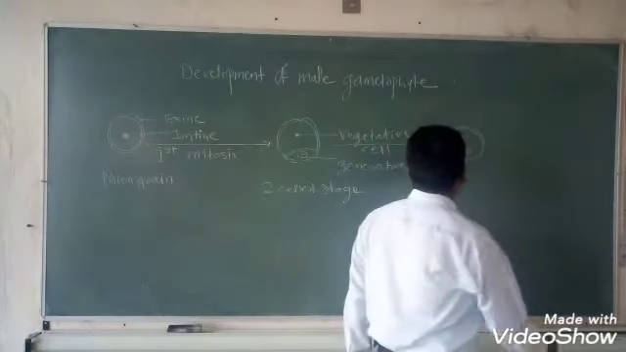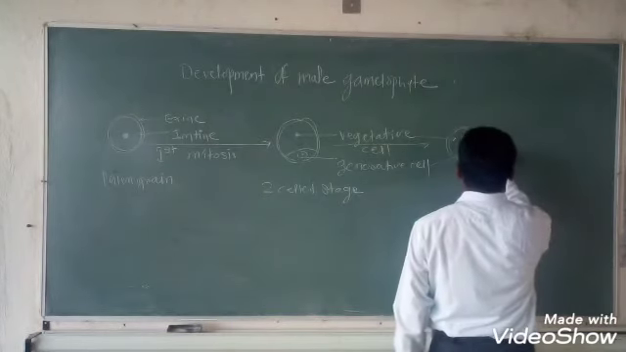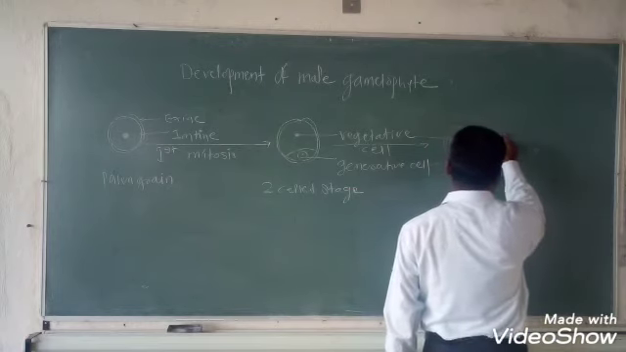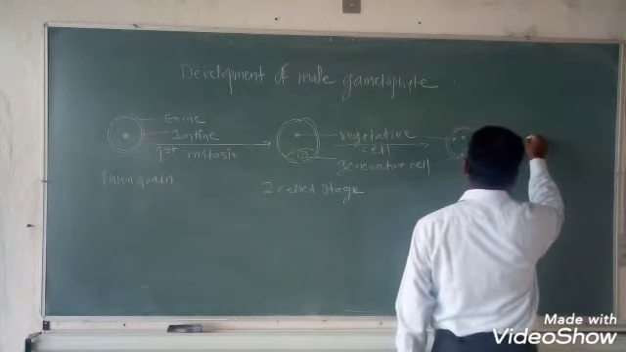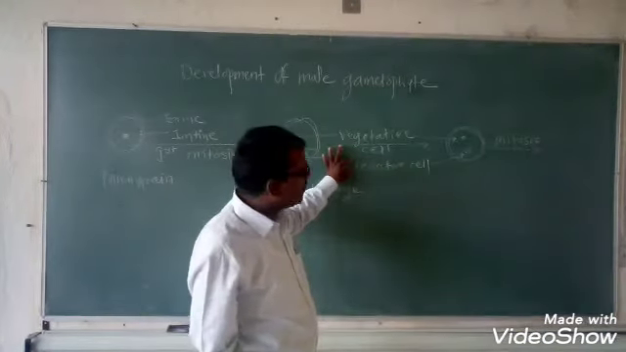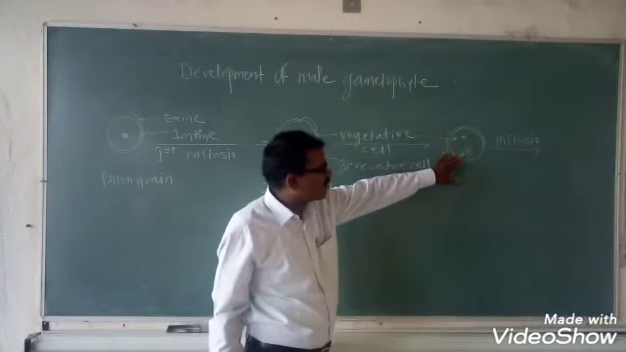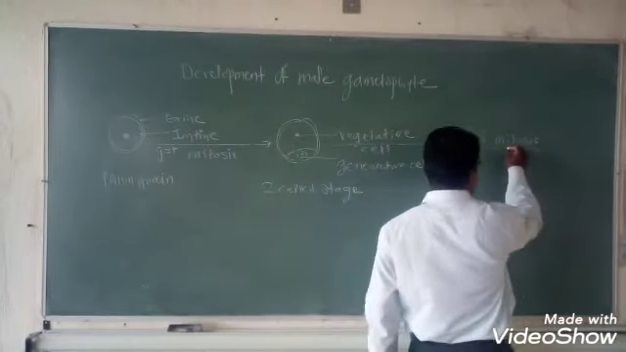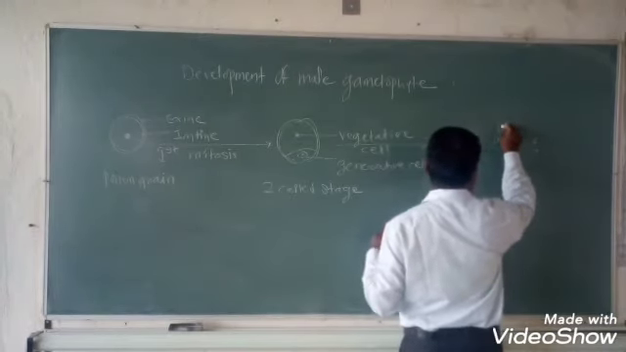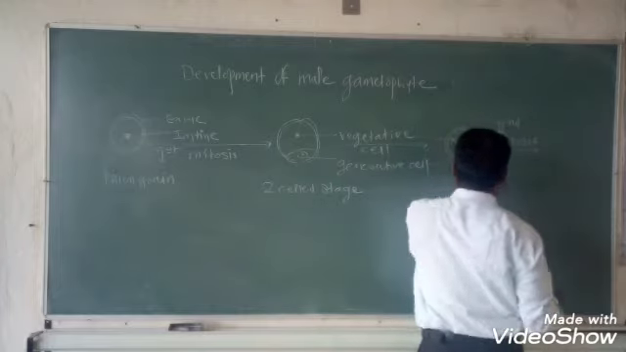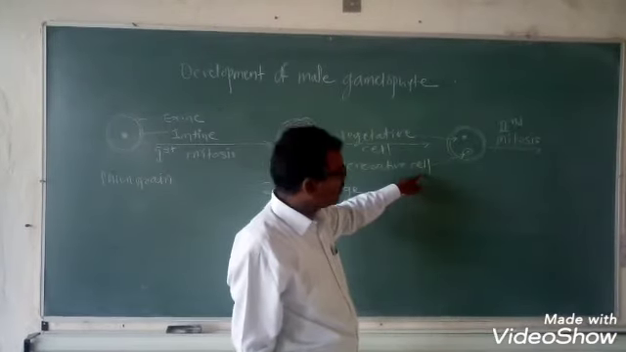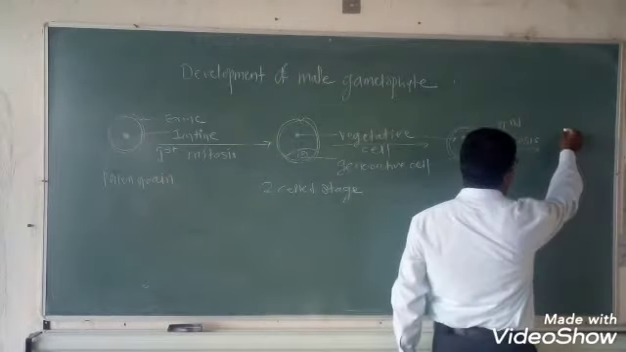Then this cell undergoes mitosis. Mitosis of only the generative cell. The generative cell undergoes mitosis. This is the first mitosis, and this is the second mitosis. In the second mitosis, only the generative cell divides. It starts dividing.